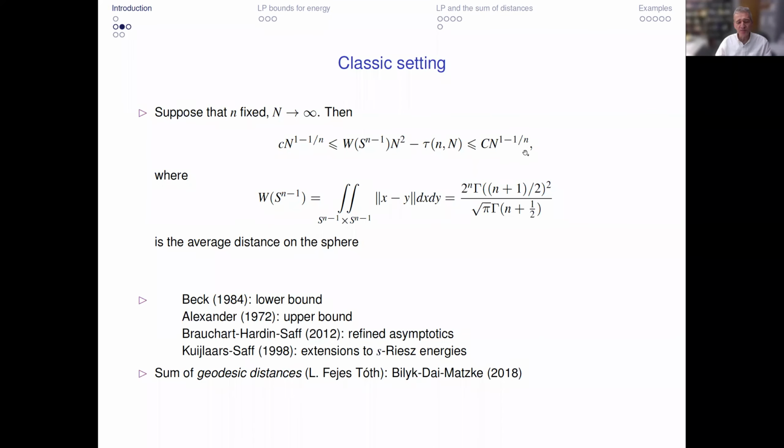So essentially the asymptotic order is known. And there are two constants that account for the lower and the upper bounds. The upper bound is due to Ralph Alexander, 1972, the lower bound to József Beck. A refined asymptotic, the second term, or maybe even all the terms, were computed by Brauchart, Hardin, and Saff, 2012. And there was an extension to Riesz energies, where we put a power s here, by Kuijlaars and Saff, 1998. And as a parenthetical remark, we look at the chordal distances, but a sum of geodesic distances, the arcs, has also been considered, also due to Fejes Tóth. I will refer you to the paper by Dmitriy Bilyk, Feng Dai, and Ryan Matzke in 2018, who discussed and advanced this problem for the geodesic case.